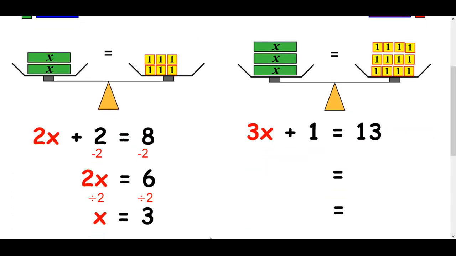So in terms of writing this down, then you would put take away 1, take away 1. That's going to leave us with 3x. And on this side, you can count them if you want, but you would have 12. And then to get x on its own on this side, we've got to split it into 3. And you've got to do the same to the other side. So divide by 3, and you'll get x on its own to give you 4.